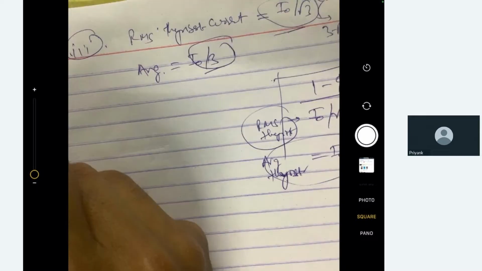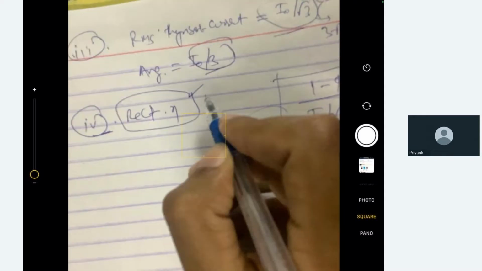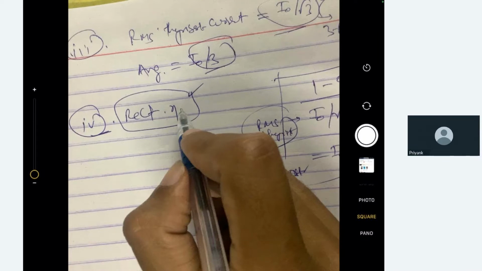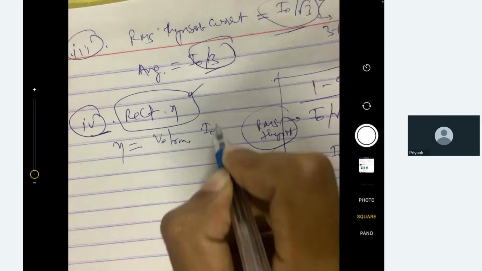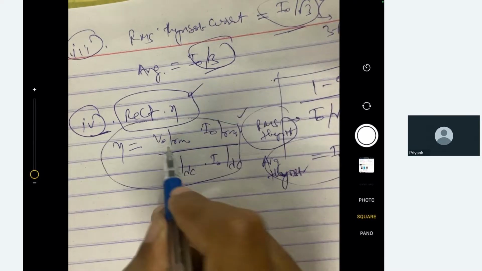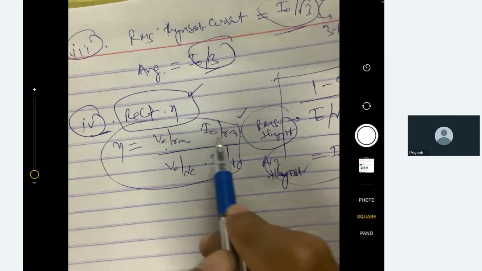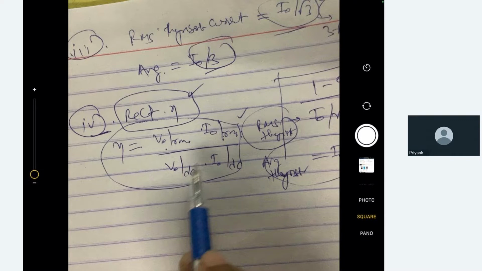The fourth part here is rectification efficiency. Rectification efficiency eta is equal to V output DC into I output DC divided by V output RMS into I output RMS. For DC value we have, RMS value we have, and we require to put these values into it. It will not solve like that otherwise; we require to put the values only.